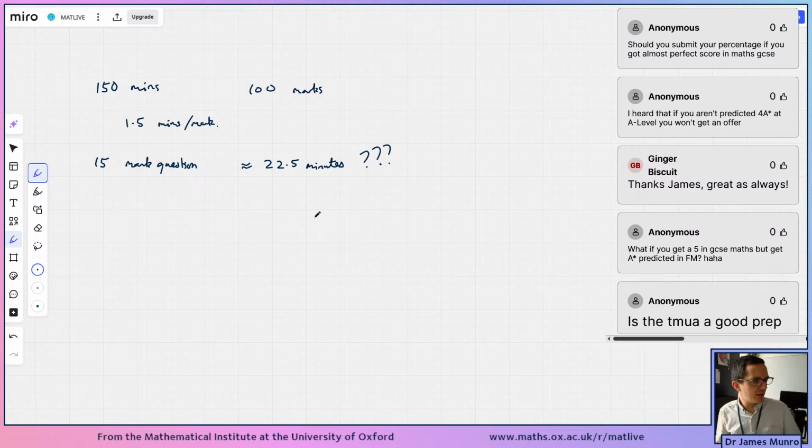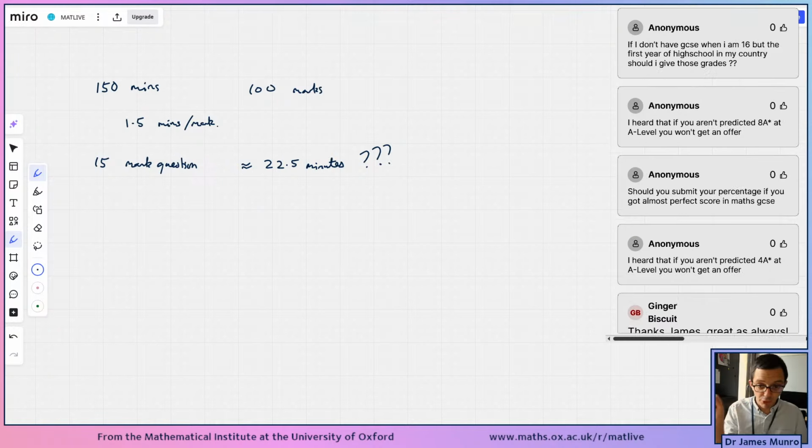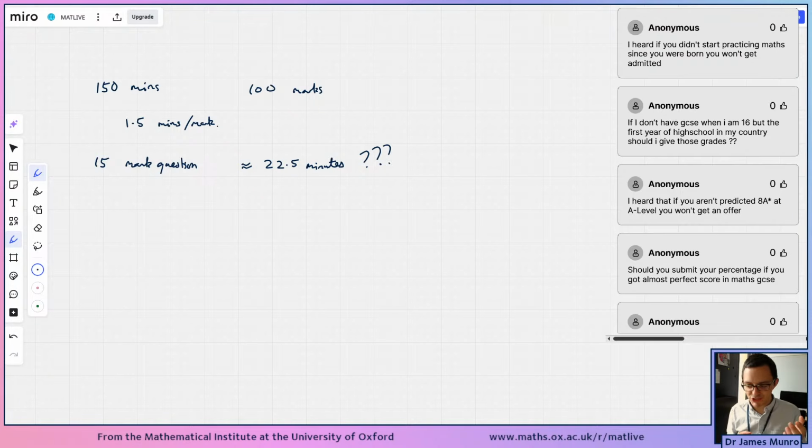Right, okay. Should you submit your percentage if you got an almost perfect score in maths GCSE? There's no box for you to submit it. You could tell us about it in your personal statement. You've probably got other stuff you want to tell us about in your personal statement. Up to you. We're not going to do anything with the number. I'm sorry, because we don't have a box for it, we don't get it for most people. This is someone asking about percentage for GCSE maths.